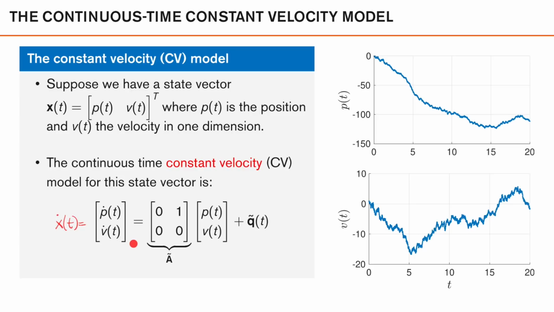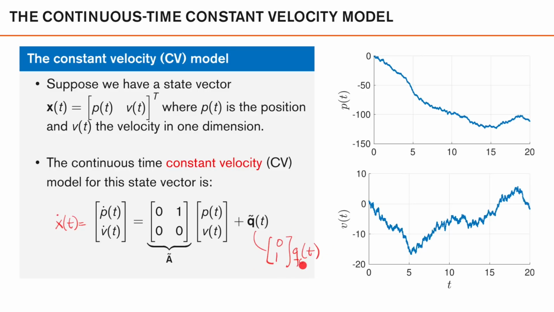Now, that's not a very realistic nor useful model. To allow for the state to deviate a bit from this, we add this noise term here, which typically only affects the velocity term here. That is, it's common to assume that q̃(t) here is actually a scalar noise process that can be written like this, where q_c(t) is a scalar white noise process.